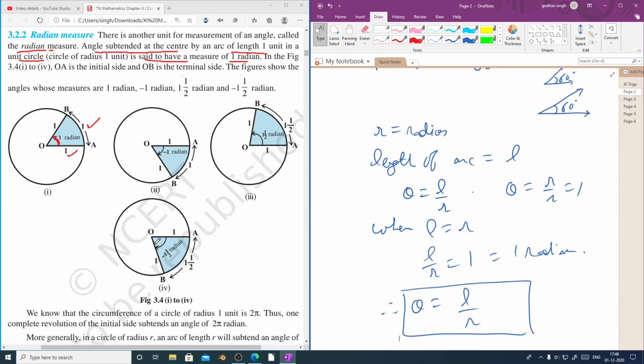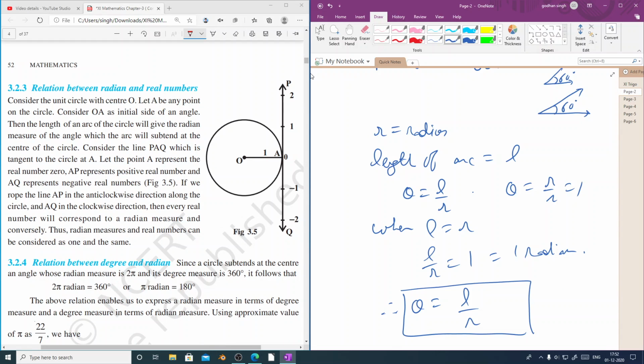So now let us move further. Relation between radian and real measures. Let the point A represent the real number 0. Here we have a unit circle, and suppose point A represents the real number 0, and suppose we rotate the line AP in the anti-clockwise direction along the circle and AQ in the clockwise direction, then every real number will correspond to a radian measure, and conversely. Thus radian measure and real measures can be considered as one and the same.